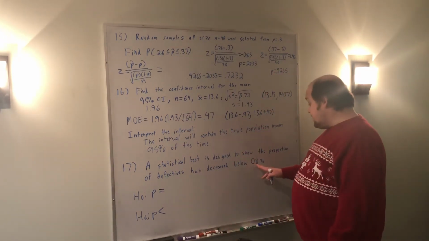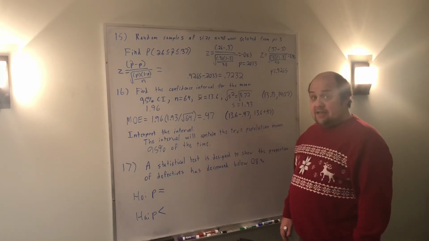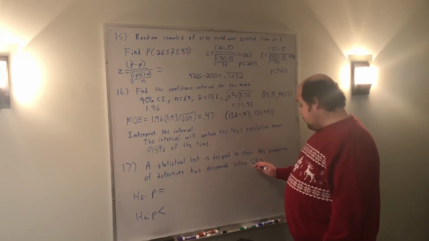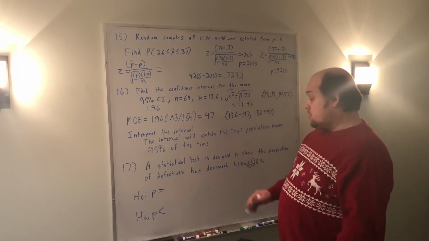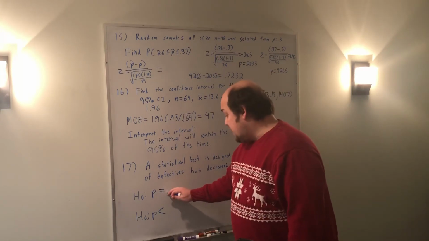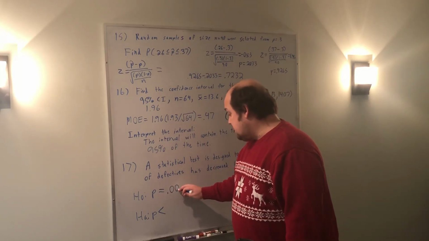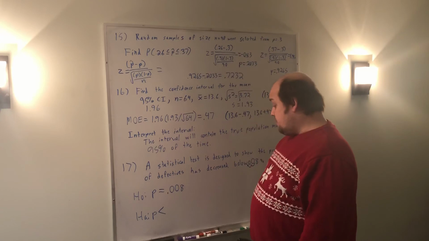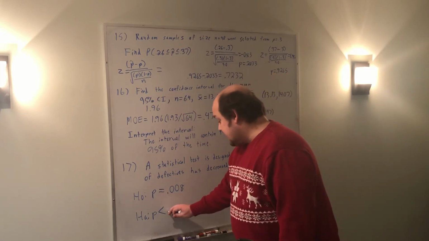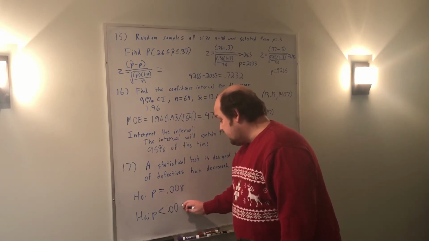This says below 0.8%. If I want to change that to a decimal, when I move over 2 spots, I get 0.008. So this should be the null of P equals 0.008, and it should be the alternative, P is less than 0.008.